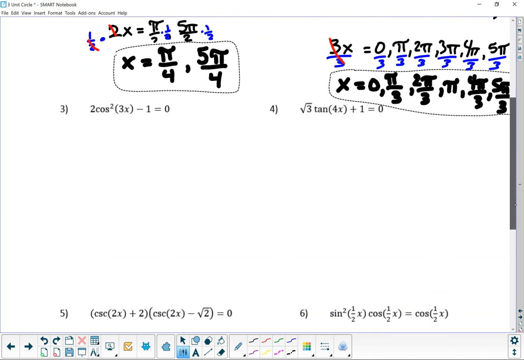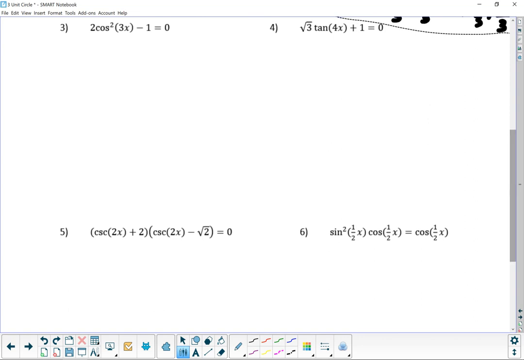Number 3. So let's solve this out. So 2 cosine squared 3x equals 1 divided by 2. So 2 divided by 2, no more 2's. You get cosine squared 3x equals 1/2.